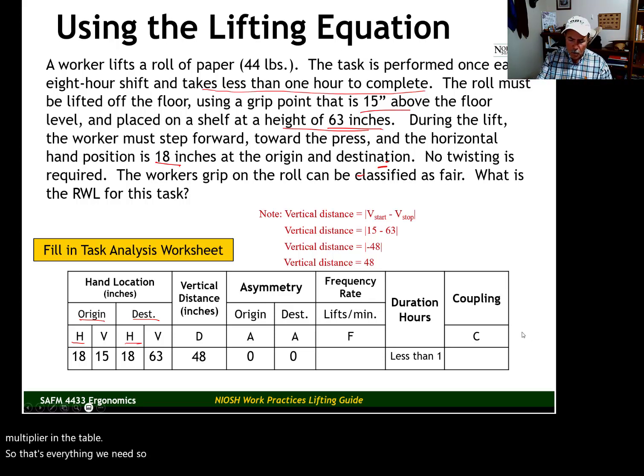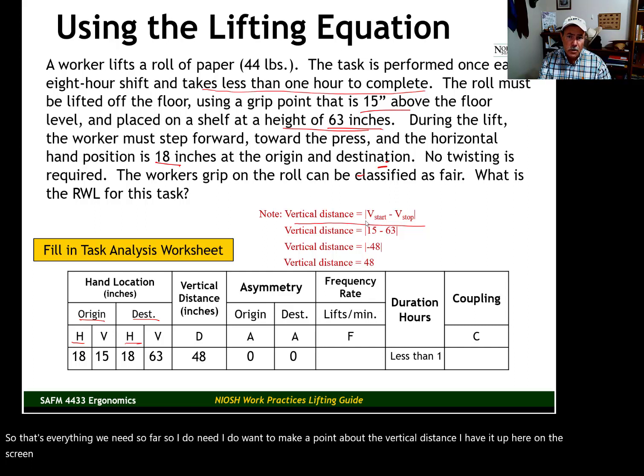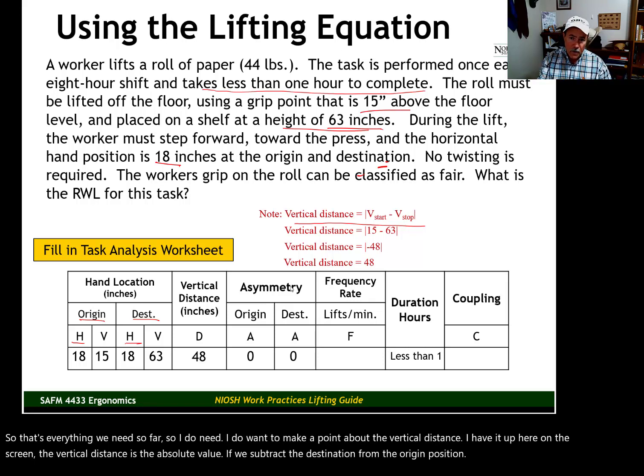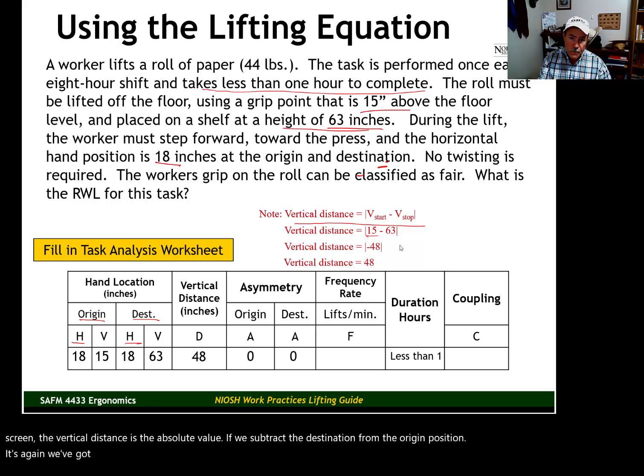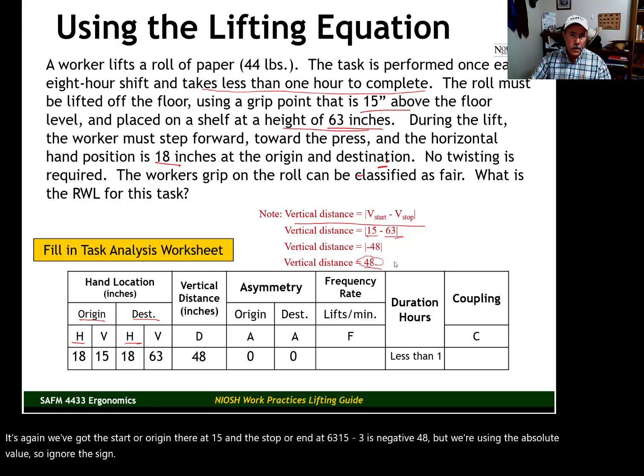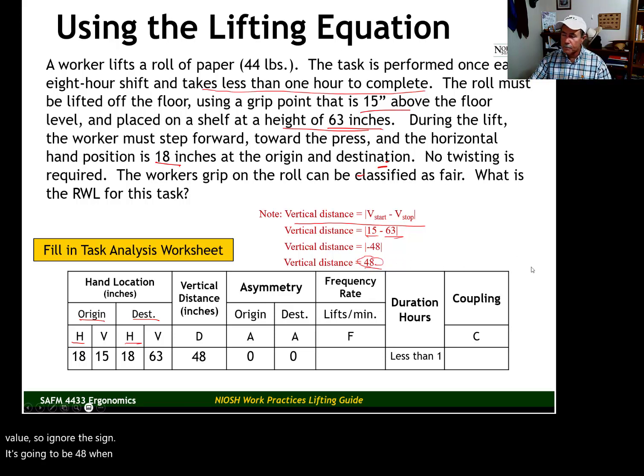Oh, I do want to make a point about the vertical distance. I have it up here on the screen. The vertical distance is the absolute value. If we subtract the destination from the origin position, we've got the start or origin there at 15 and the stop or end at 63. 15 minus 63 is negative 48, but we're using the absolute value, so ignore the sign. It's going to be 48 when we plug it into our formula.